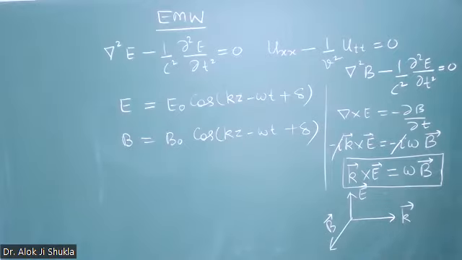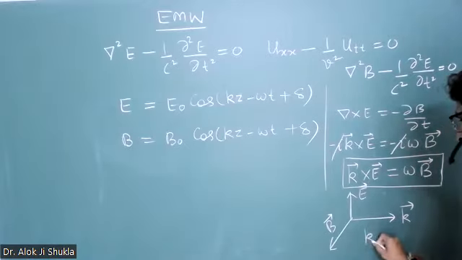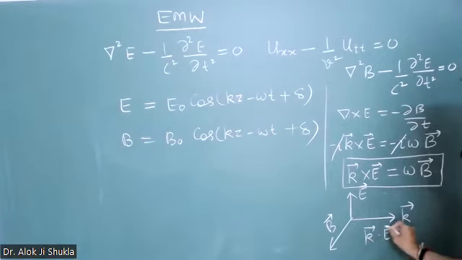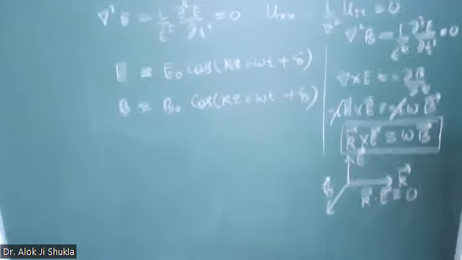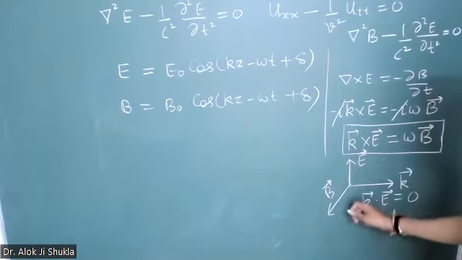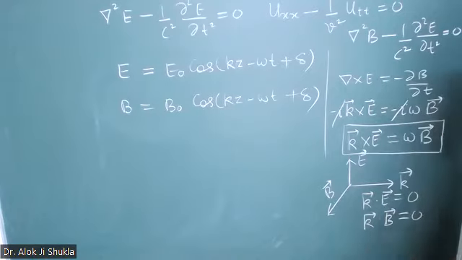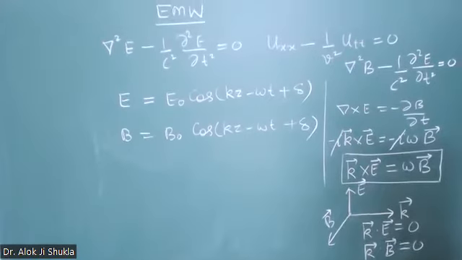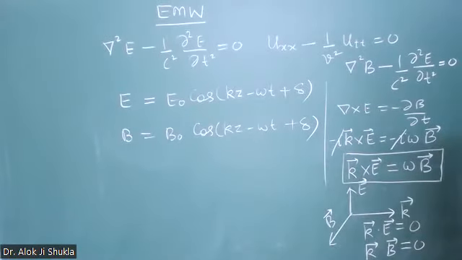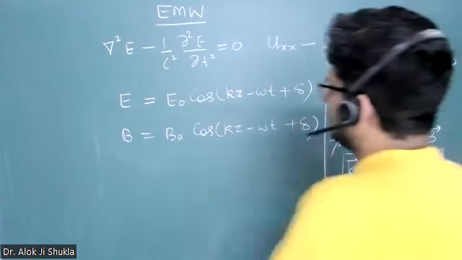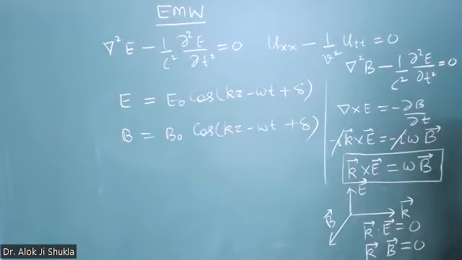And from here, we can also see that k dot E will be equal to 0, which is the first Maxwell's equation. And also k dot B is equal to 0, the second Maxwell's equation. Okay? So this is a very straightforward result that we have done so far. Have everyone noted it down till here?